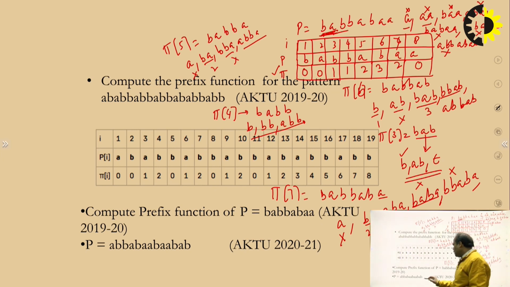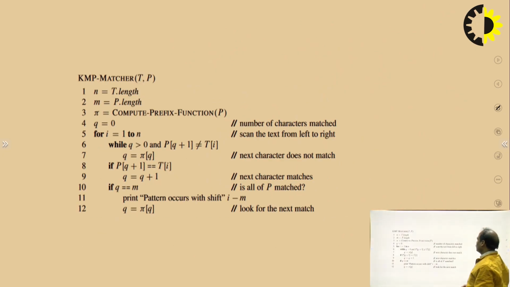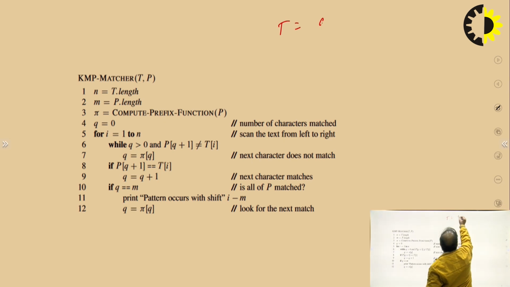Similarly, you can also calculate the prefix function of this pattern. So computing the prefix function in the KMP algorithm is the major task, right? So after you have computed the prefix function, the question is how to get the matching. Yes. So see here, this is the algorithm. So let us have one small example of text, right? So let's say the text is ABCAB, right? Let us take this text.